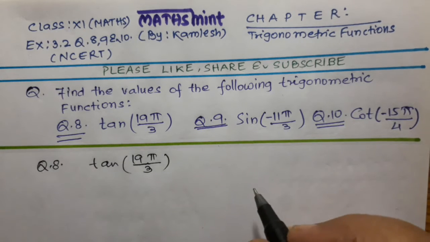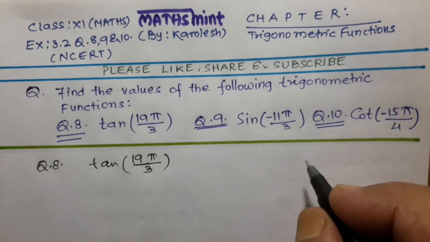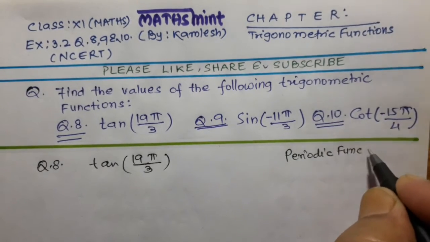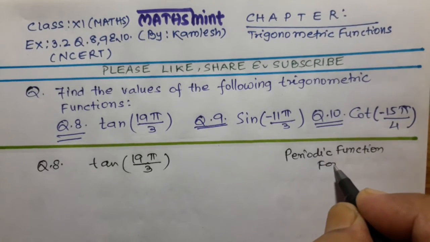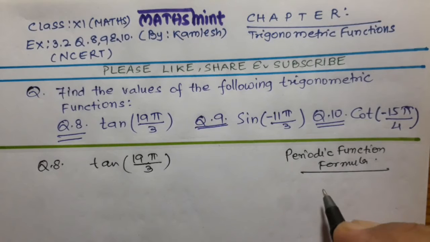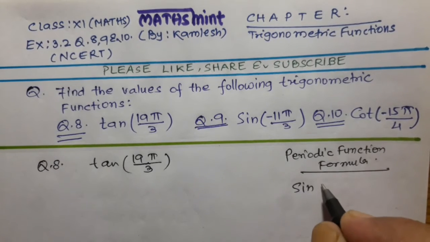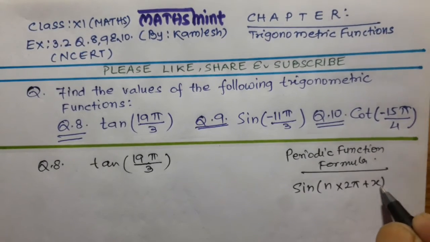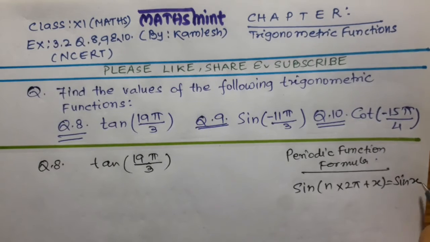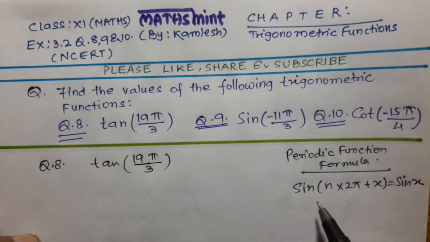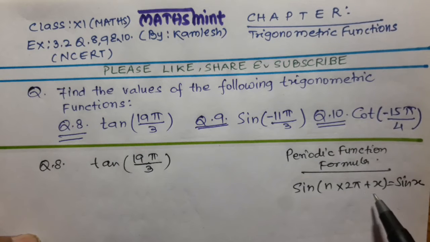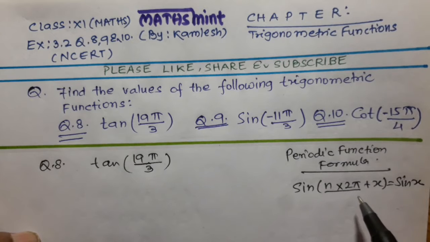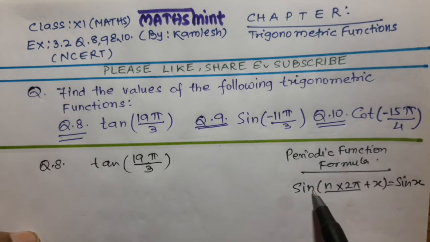Before solving this question we must know the periodic function formula: sine of n into 2 pi plus x will be sine x. In this what we observe is that in sine of n into 2 pi plus x equal to sine x, the 2 pi n has been ignored.